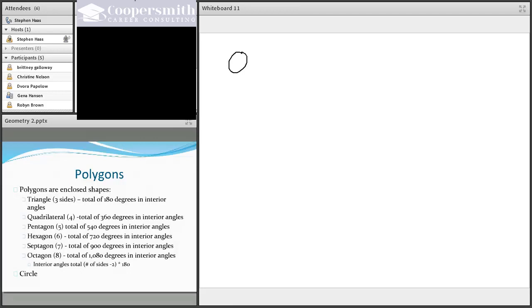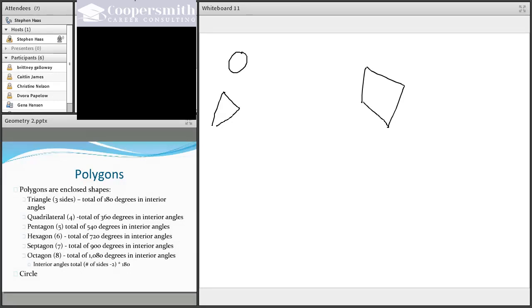A 3-sided polygon, you all knew, I'm sure, was a triangle. A 4-sided polygon is a quadrilateral. You might not have heard that term. You might have called it a rectangle or a square. Those are examples of quadrilateral, but anything that has 4 sides is a quadrilateral. For example, this is not a square, and it's not a rectangle. It's really no special type of quadrilateral, but it is a quadrilateral.